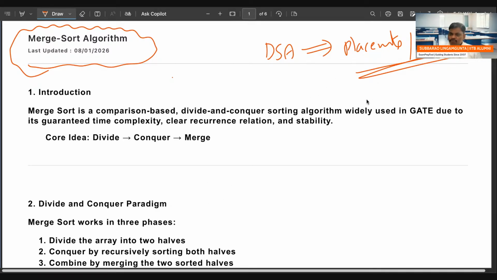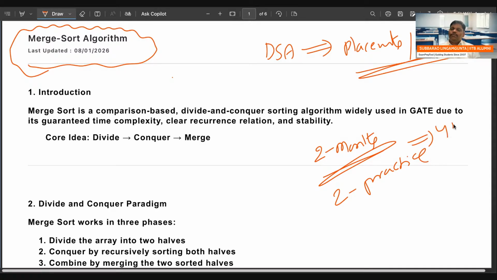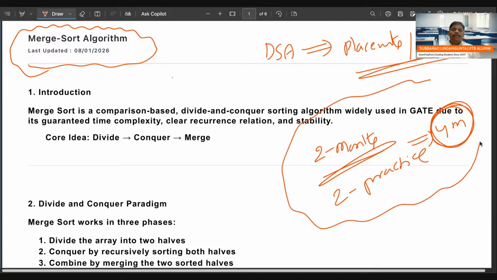And the DSA course that has started now: in 2 months, the total theory will be completed, and then 2 more months of practice. Within 4 months, you will be perfect with the DSA course. You can easily crack any campus placement. Within 2 months, algorithms and data structures, both will be completed.